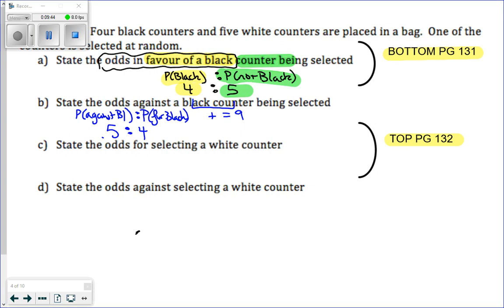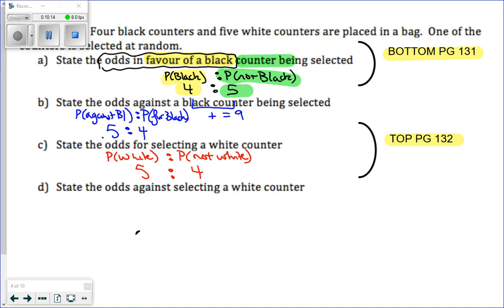Okay, so this should be at the top of page 132. State the odds for selecting a white. So we want the probability of white to the probability of not white. So how many white do we have? 5. How many are not white? 4. Notice this answer and this answer is the same. Because think about it. If you're not going to do black, then what are you going to do? White.